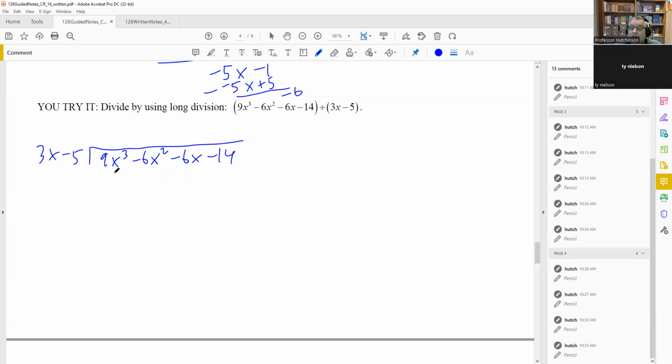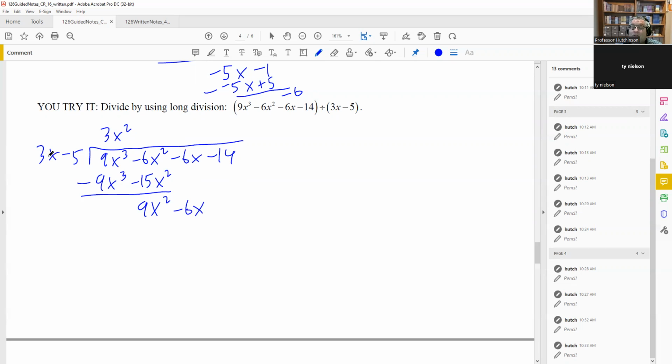So 9x cubed divided by 3x, we get a 3x squared here. Multiply by both things on the outside, we get 9x cubed minus 15x squared. You're doing subtraction with this. Be careful, you have negative 6 minus a negative 15, so it's negative 6 plus 15. So we get 9x squared, and we'll bring down the next thing.